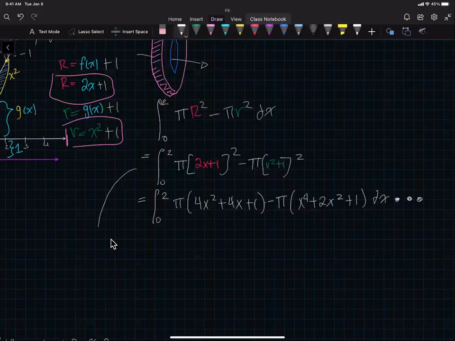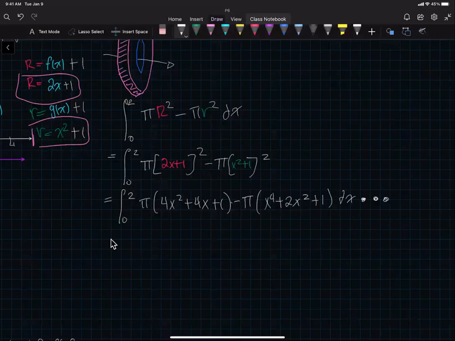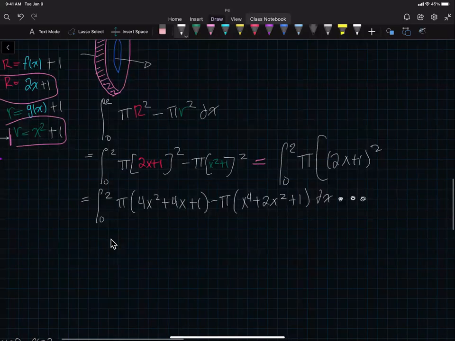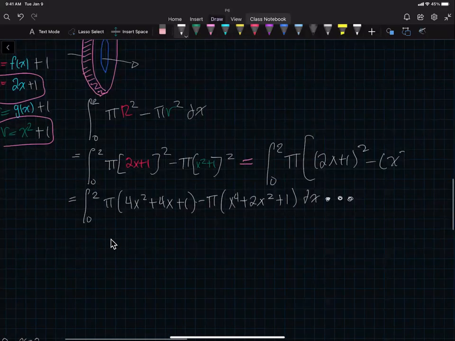And then on your answer sheet, it's going to have that. And let's just put it here, actually. So this is equivalent to the integral from 0 to 2, and then you have the pi on the outside. And then you have (2x plus 1) squared, and then minus (x squared plus 1) squared. Okay, so on your answer sheet, you're going to see something like that because they took the pi out.